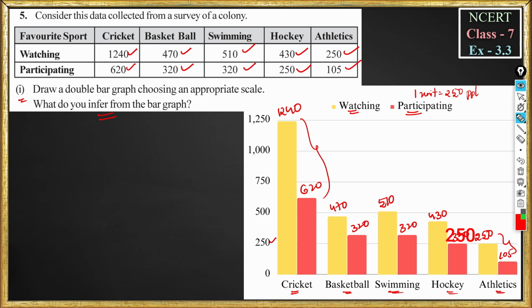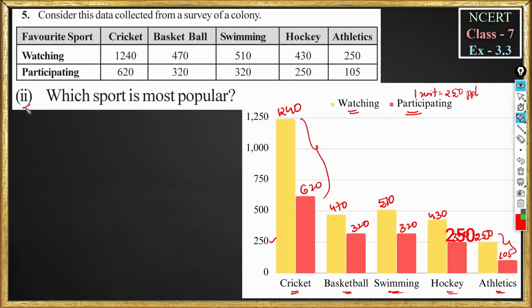Now we'll see question number 2. Which sport is the most popular? The most popular would be the sport which is watched or participated in by the most number of people. Obviously, from the bar graph or from the given data, cricket has the highest number of people who are watching as well as the highest number who are participating. So the most popular sport is cricket.